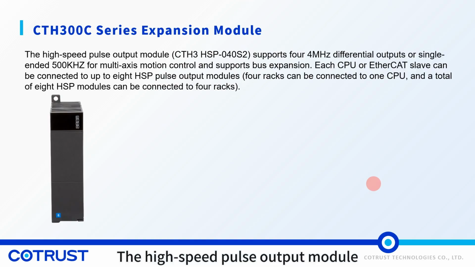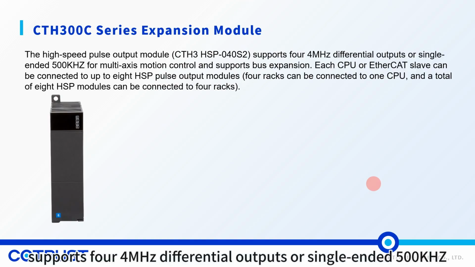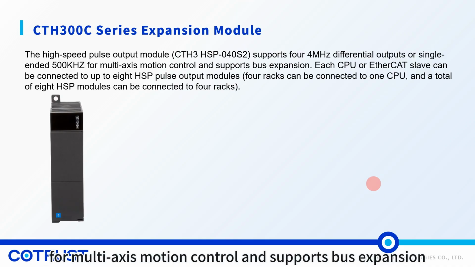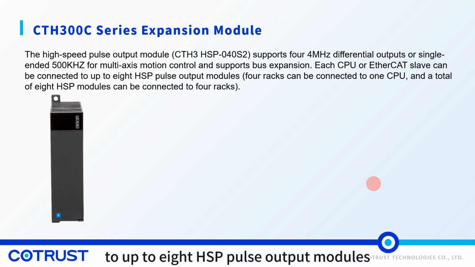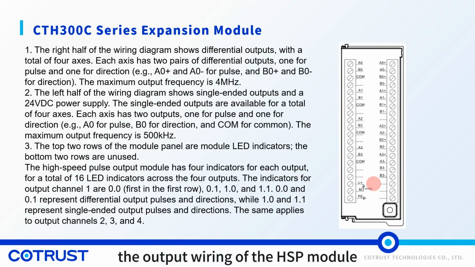The high-speed pulse output module supports 4 MHz differential outputs or single-ended 500 kHz for multi-axis motion control and supports bus expansion. Each CPU or EtherCAT slave can be connected up to 8 HSP pulse output modules. The output wiring of the HSP module also varies according to the output type.